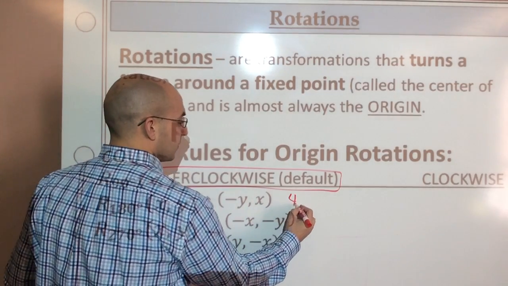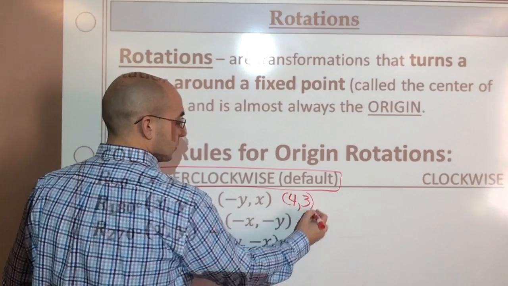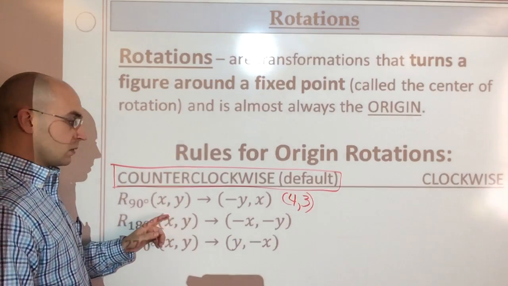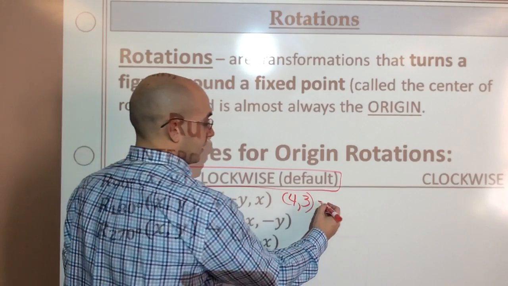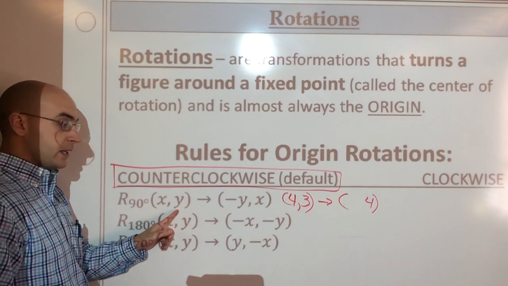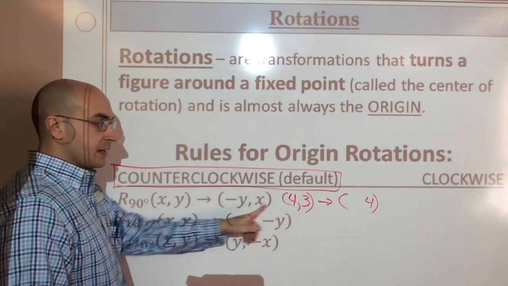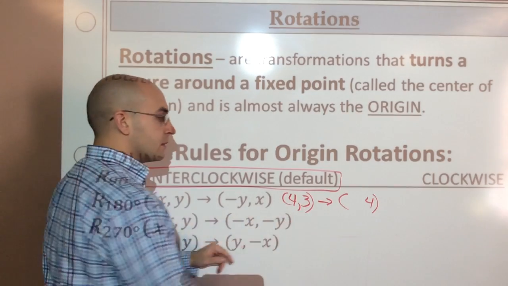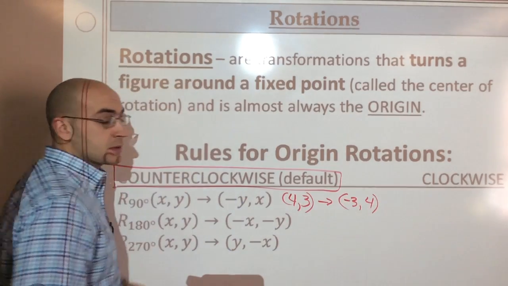Let's say I give you, I don't know, 4 comma 3 as the original point. Well, based on this rule, I'm going to move the x value to the back. Right? So it's going to be my new y value. And my original y value, I'm just going to move it to the front, but I'm going to make it a negative. So my original y value is 3. I'm going to move it to the front and make it a negative. So that's what it's going to turn into.